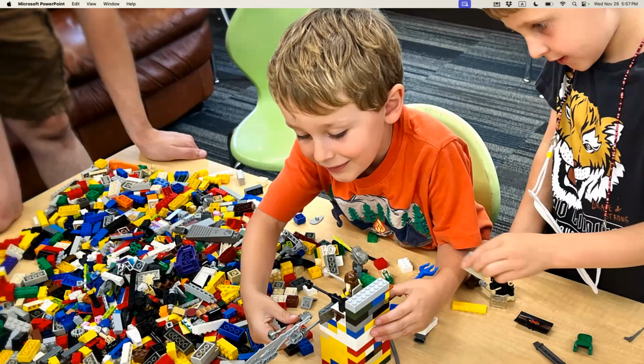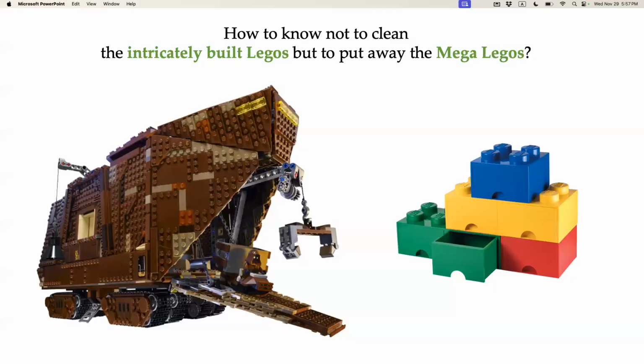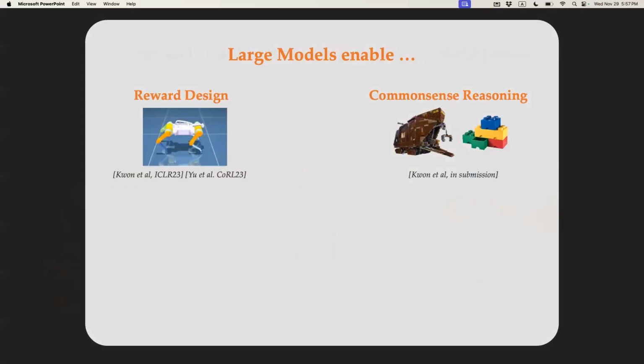If you take a picture of these two and describe it to a large language model, it knows the answer. It understands that you should not throw away these types of Legos. And that is interesting, that we can do a lot of common sense reasoning and social reasoning now just by tapping into the knowledge of large language models and vision language models.